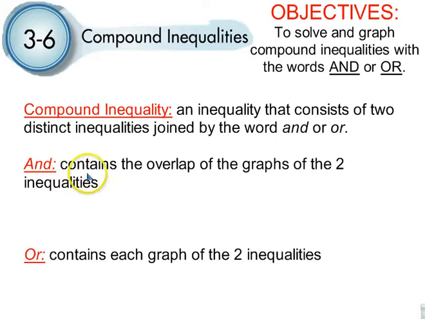The word and contains the overlap of the graphs of the two inequalities. Okay? The overlap. This is where we're going to see what that means. Then we have the word or. It contains each graph of the two inequalities. Okay? So let's look at an example.